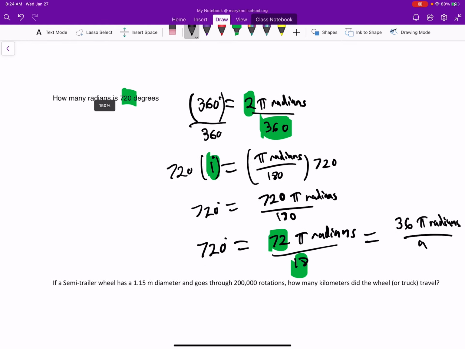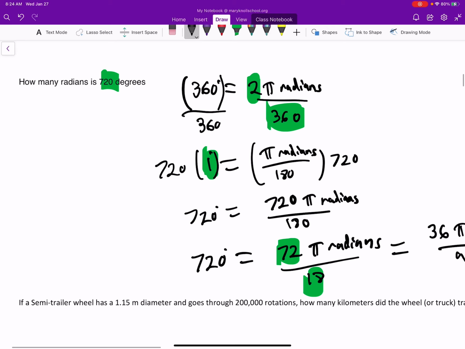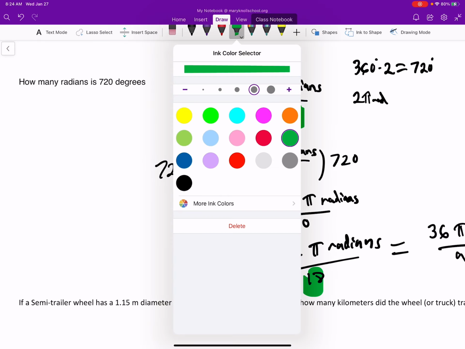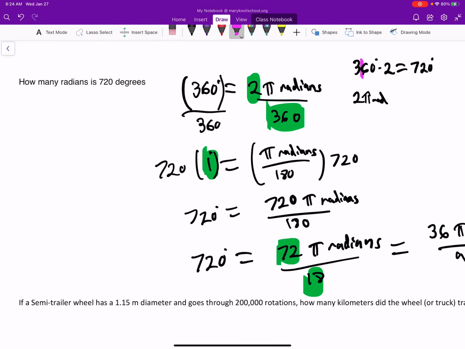Now, this also makes sense in a different way. 720 degrees is double 360, right? 360 degrees times 2 is 720. And likewise, 2 pi radians is 360. That's 360, and that's 360, times 2 should give us 4 pi radians, right?